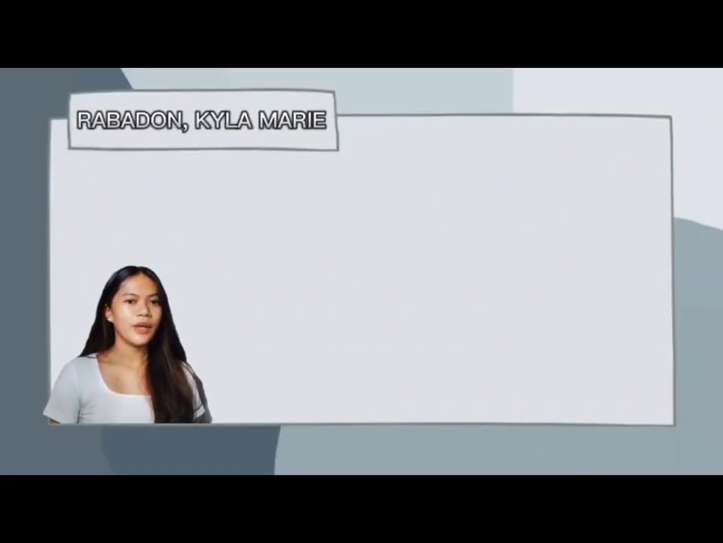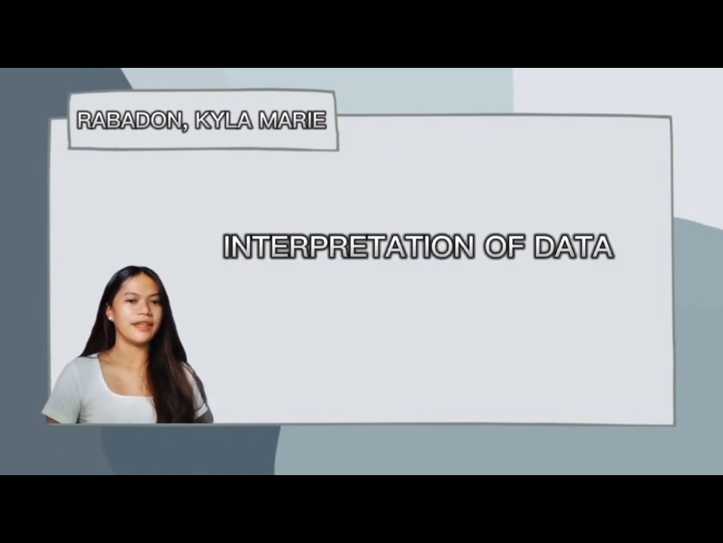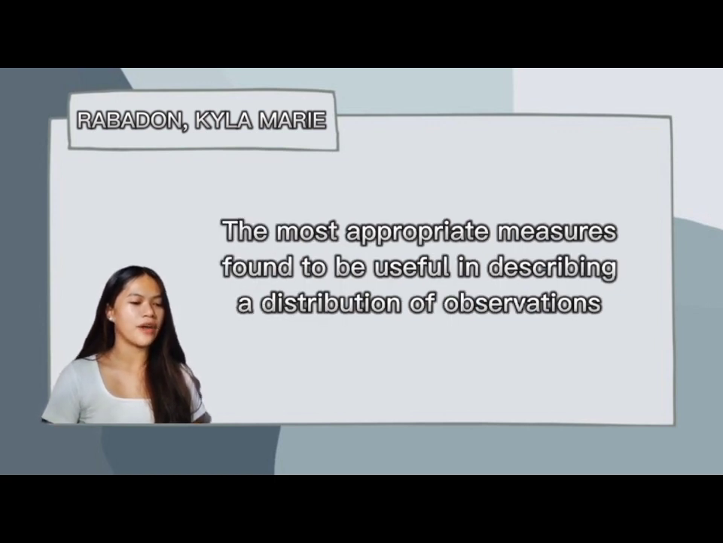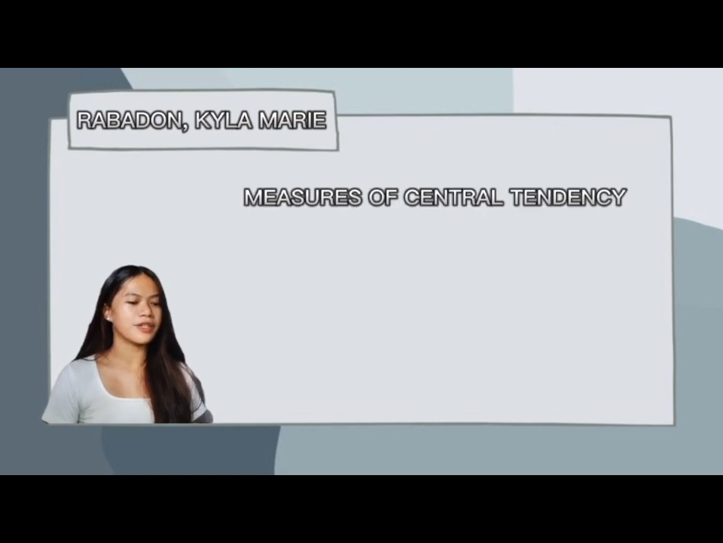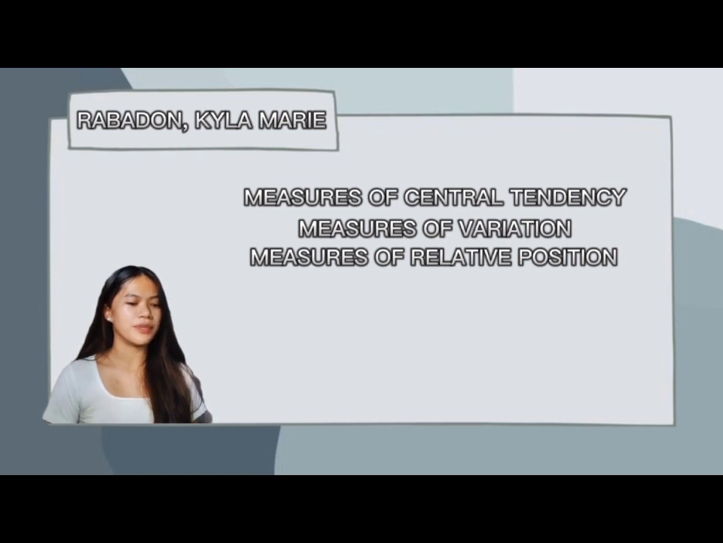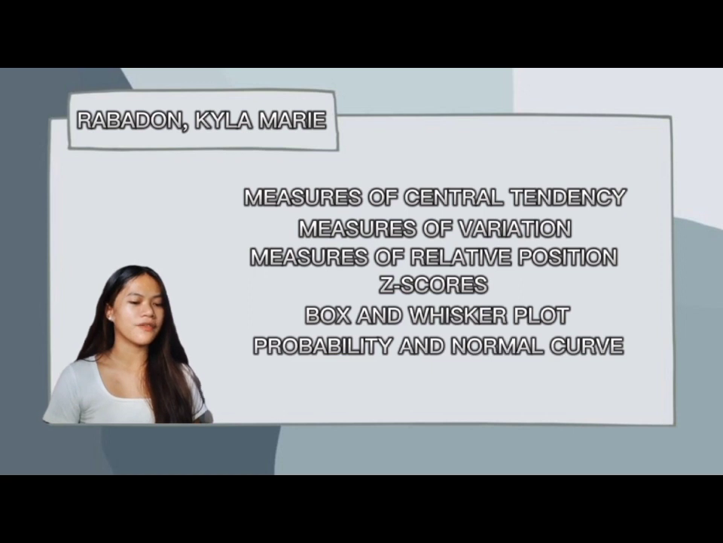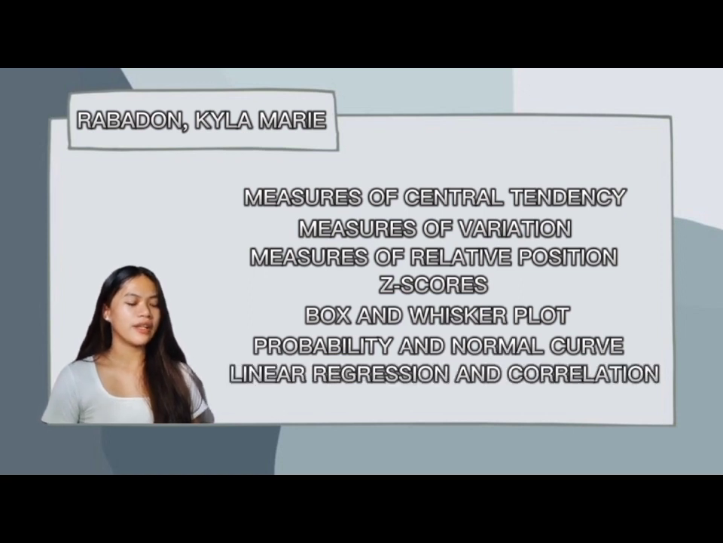Good day. Today, we will talk about the interpretation of data. Any given data in statistics are useless if we don't interpret them. The most appropriate measures found to be useful in describing a distribution of observation are the measures of central tendency, measures of variation, measures of relative position, z-scores, box and whisker plot, probability and normal curve, linear regression, and correlation.